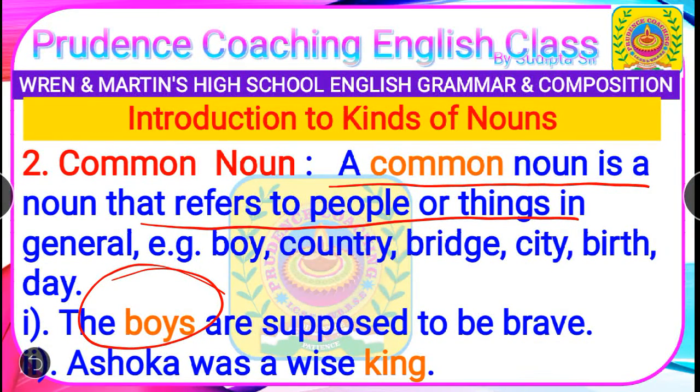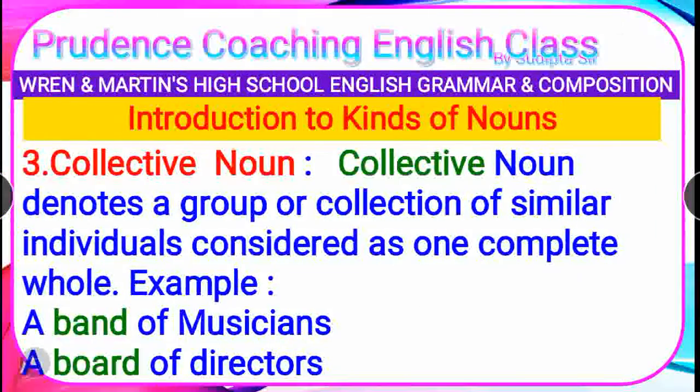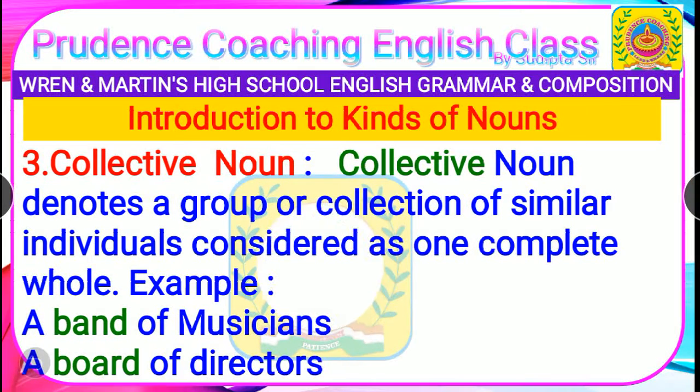Next there is: Asoka was a wise king. So Asoka is a specific person, that's why this is a proper noun, but you're saying only king, so that's why it is a common noun. King is here a common noun because we are not talking about any specific king, it is in general a community, but here Asoka is the proper noun. In the same way we can give you more examples.